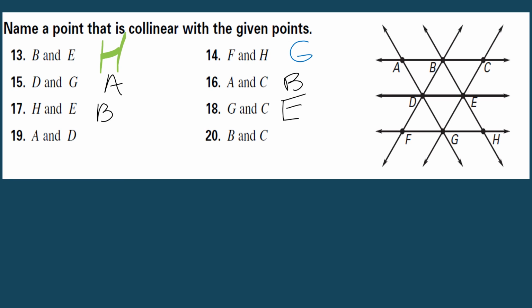Your next points are A and D. A and D is here, so your collinear point with that one would be G. And then your next one is B and C. B and C, so here. Your collinear point with that would be A.